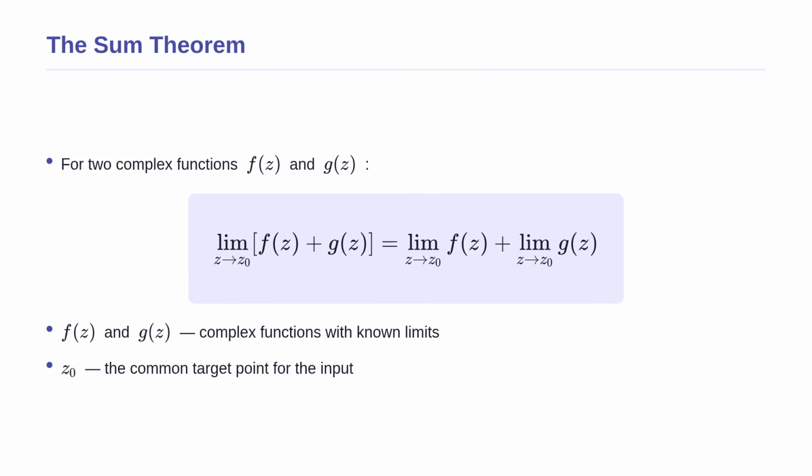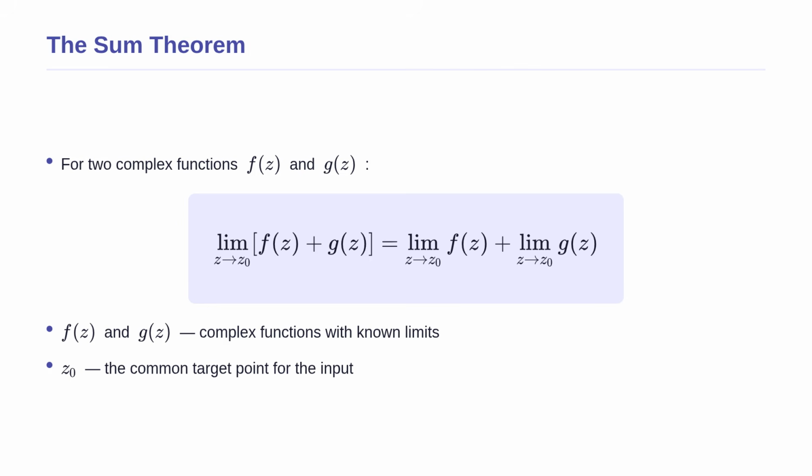Here is the mathematical statement of the sum theorem. We suppose we have two complex functions, f of z and g of z. We already know their individual limits as z approaches z0. Let us call those individual limits L and M. We want to find the limit of their combined sum.